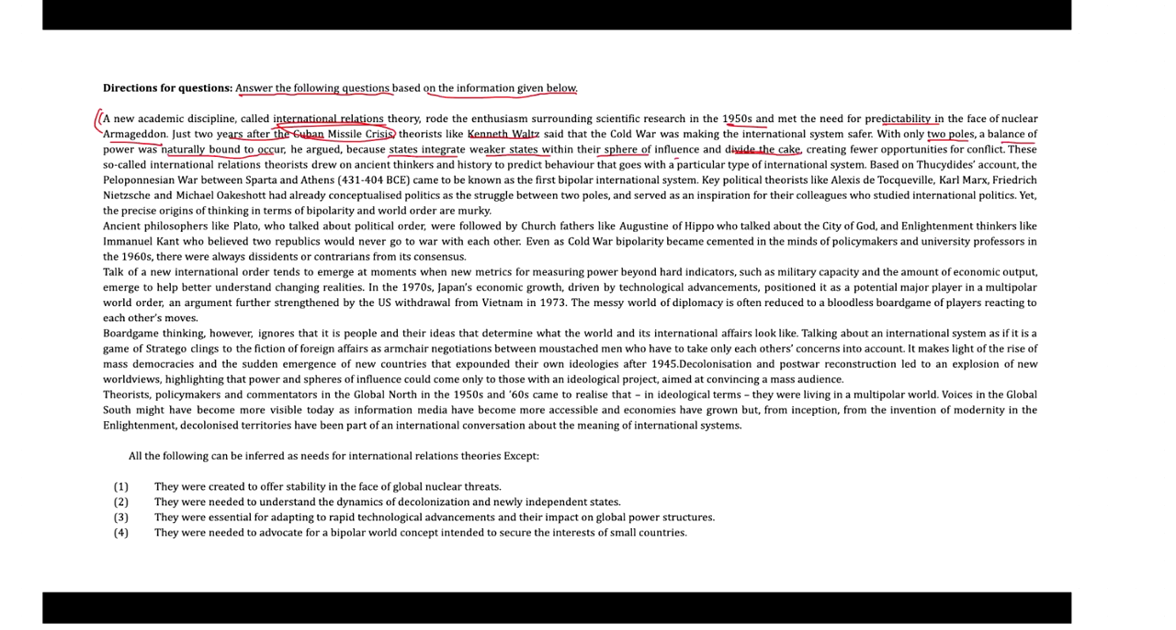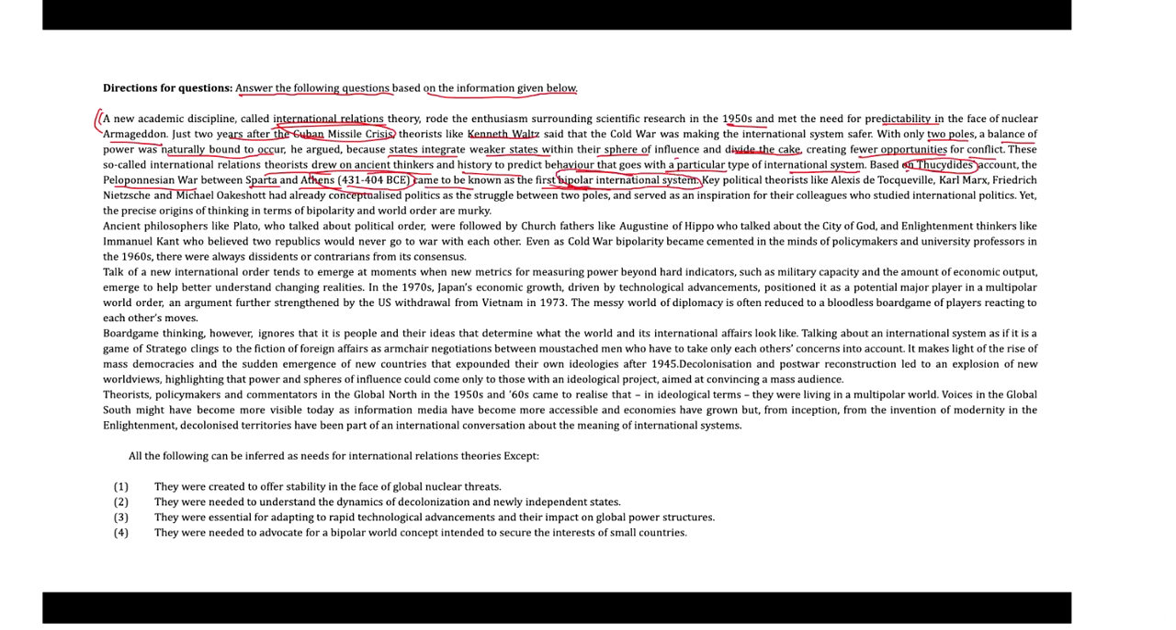These so-called international relations theorists drew on ancient thinkers and history to predict behavior that goes with a particular type of international system. Based on Thucydides' account, the Peloponnesian War between Sparta and Athens in 431 to 404 BC came to be known as the first bipolar international system. Bipolar generally refers to two superpower countries, right?